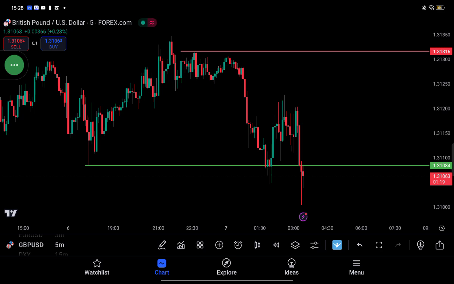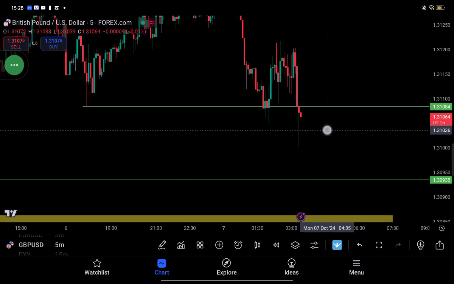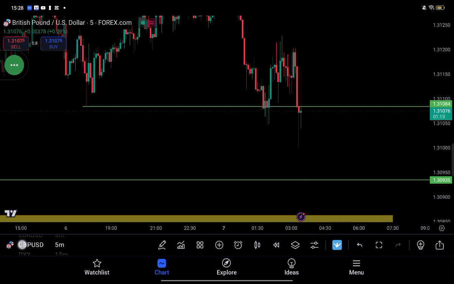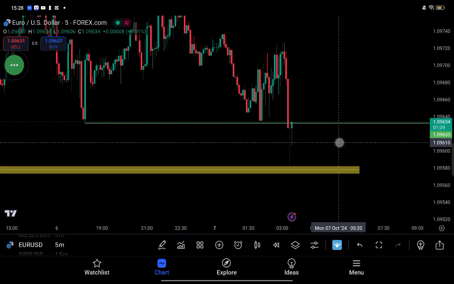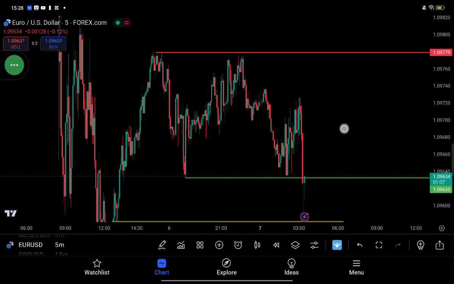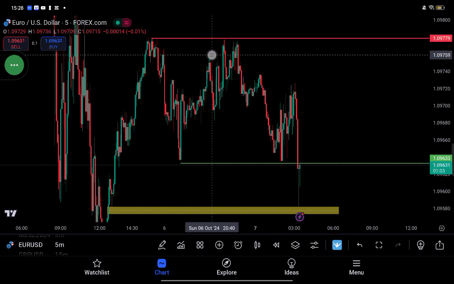Okay, let's look at Forex. Forex cleared the sell side here. Right now I'm looking at this wick as well. Euro. So right now sell side is damaged. Buy side is still clean.